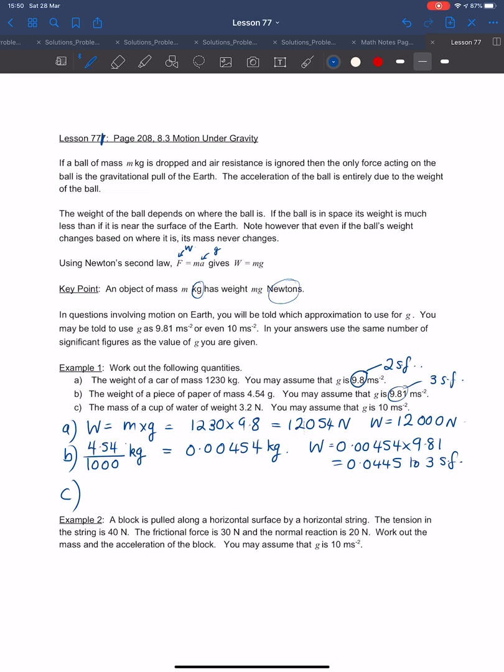Part C. The mass of a cup of water of weight 3.2 newtons and g is 10. So we need one significant figure for this one. The weight is the mass times gravity. So therefore 3.2 is the mass times 10. So the mass is 3.2 divided by 10, which is 0.3 kilograms to one significant figure, which is 300 grams if we go back.